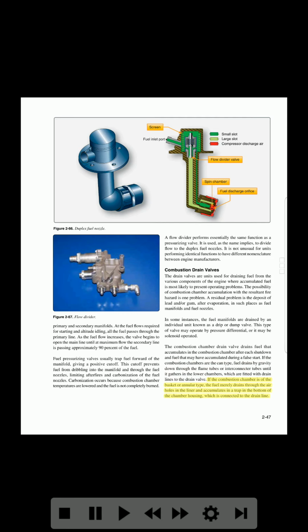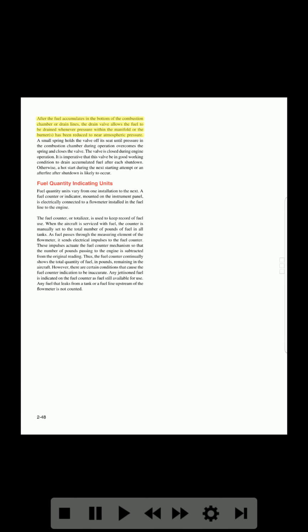If the combustion chamber is of the basket or annular type, the fuel merely drains through the air holes in the liner and accumulates in a trap in the bottom of the chamber housing, which is connected to the drain line. 2-47. After the fuel accumulates in the bottom of the combustion chamber or drain lines, the drain valve allows the fuel to be drained whenever pressure within the manifold or the burners has been reduced to near atmospheric pressure. A small spring holds the valve off its seat until pressure in the combustion chamber during operation overcomes the spring and closes the valve. The valve is closed during engine operation. It is imperative that this valve be in good working condition to drain accumulated fuel after each shutdown. Otherwise, a hot start during the next starting attempt or an afterfire after shutdown is likely to occur.